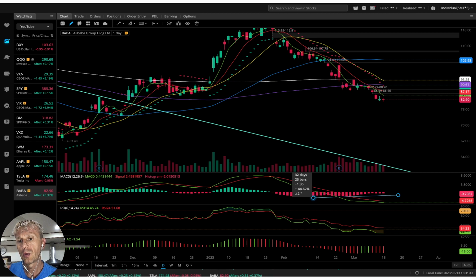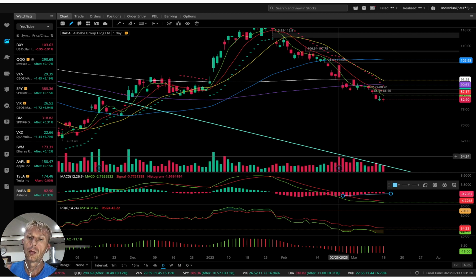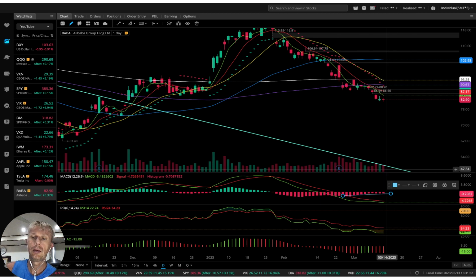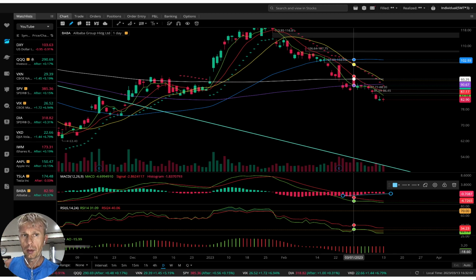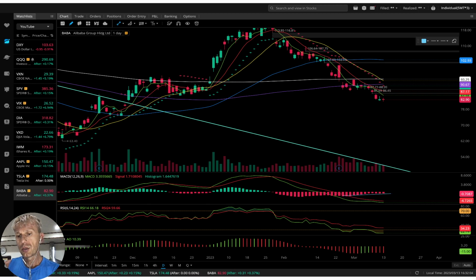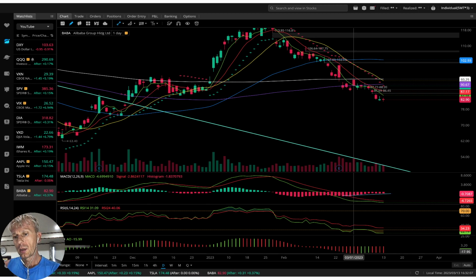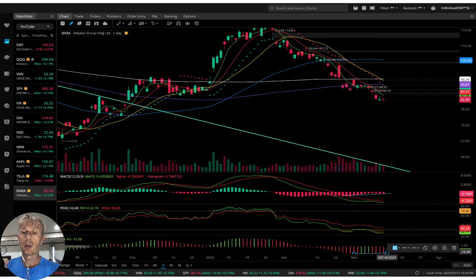Yeah, bullish divergence, right? On the histogram, not on MACD. Volume is decreasing every day. Histogram is uptrend. Yeah, and some bullish divergences on the awesome oscillator. It's building bullish divergences.